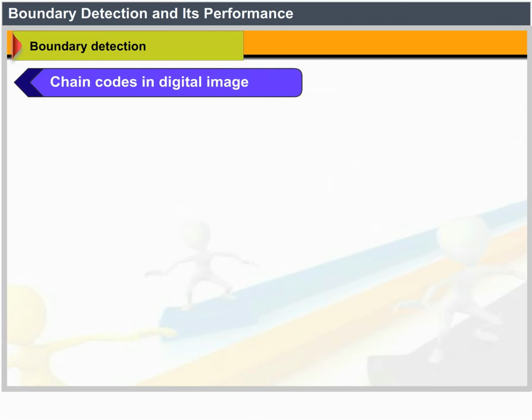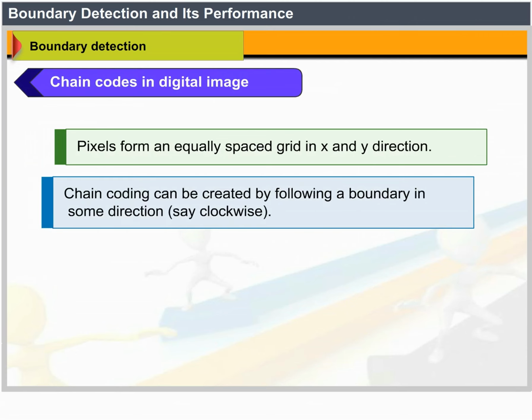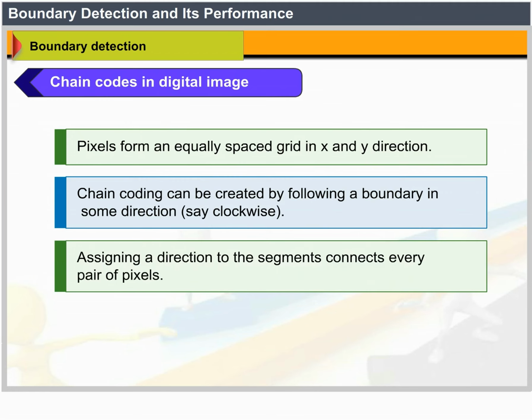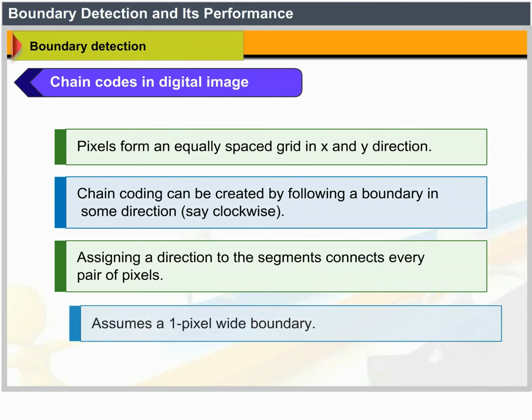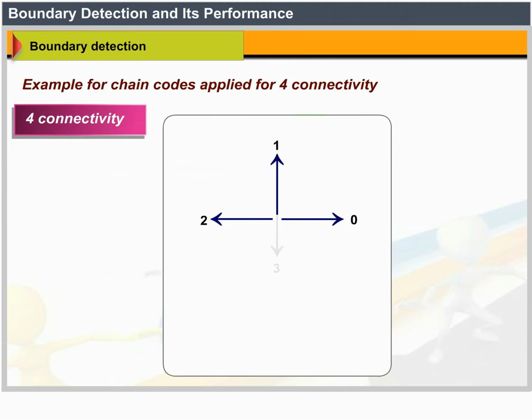Chain codes in digital images. Pixels form an equally spaced grid in the X and Y direction. A chain code can be created by following a boundary in some direction, say clockwise. Assigning a direction to the segments connecting every pair of pixels assumes a 1 pixel wide boundary. An example of chain codes using 4 connectivity can now be seen.